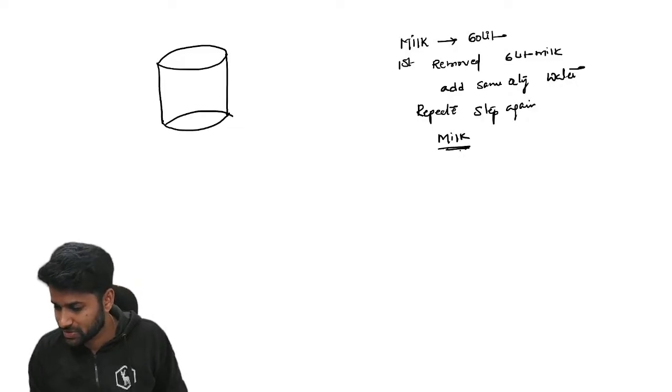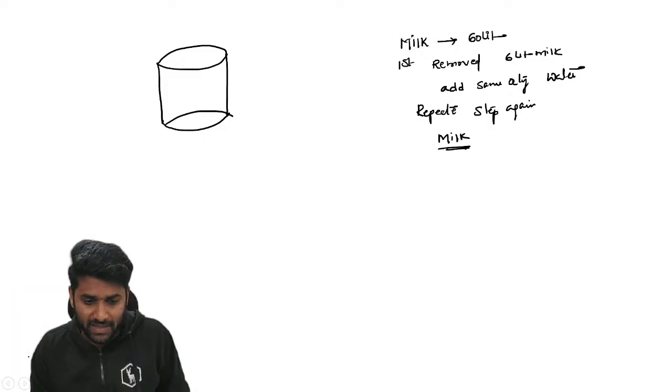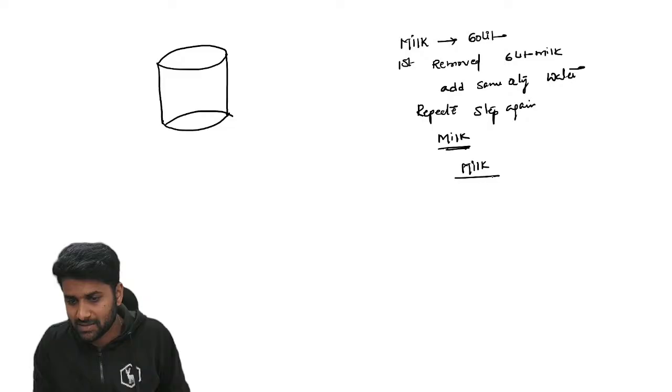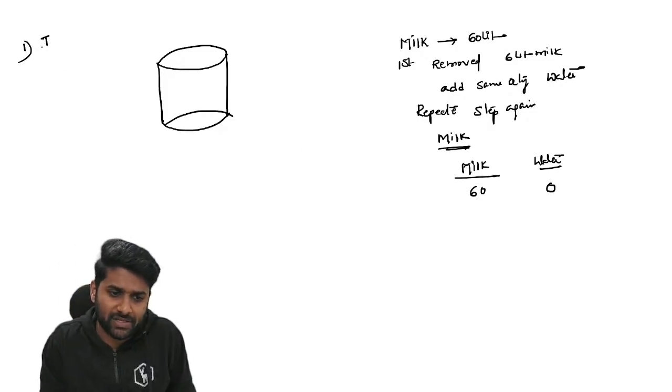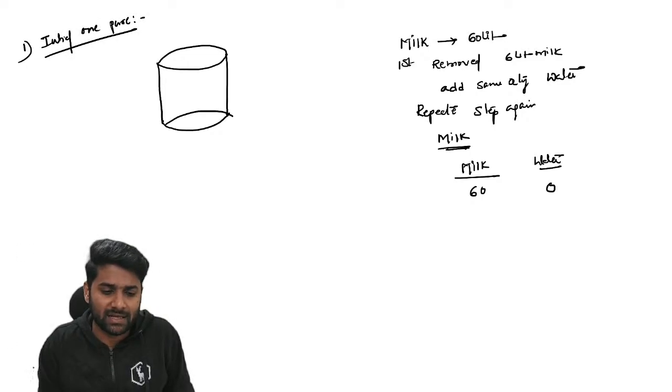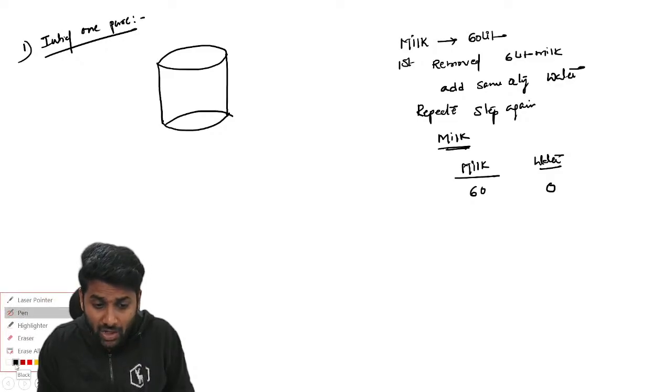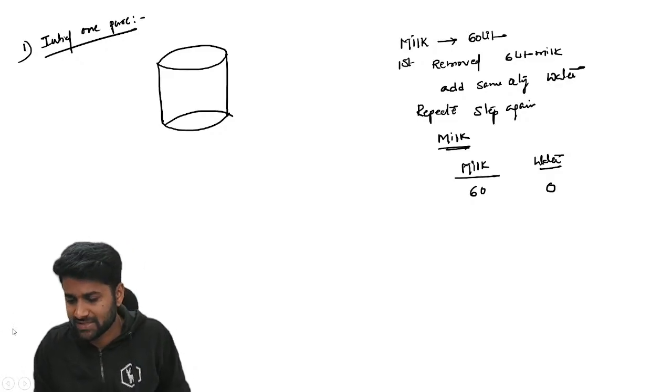Hope you understand the question. See, initially, how much milk is available in this data? Initially, 60 liters of milk. Is there anything about the water? No. It's a pure solution. So point number one, you should understand that the initial one is pure. There is no other quantity or any other content available in that vessel.